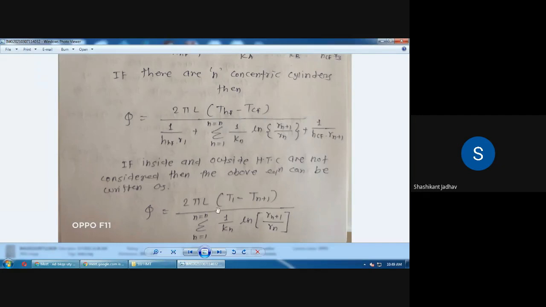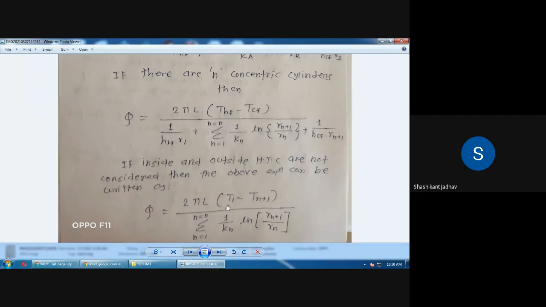Q is equal to 2 pi L into bracket T1 minus Tn plus 1 bracket complete, divided by summation of 1 upon Kn ln of Rn plus 1 divided by Rn, n changes from 1 to n. Okay. The temperature difference will also change, because there is no hot fluid and no cold fluid, so that term cancels. In place of THF minus TCF, what comes? T1 minus Tn plus 1. Okay, so this is the final equation.